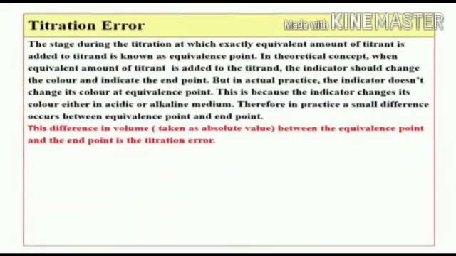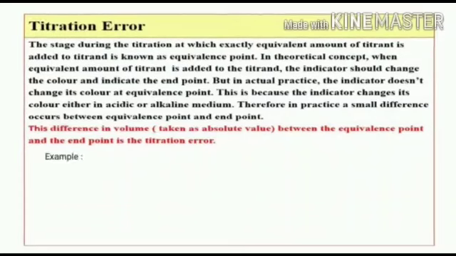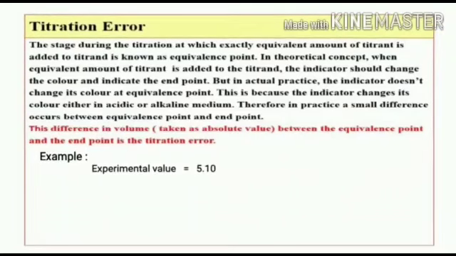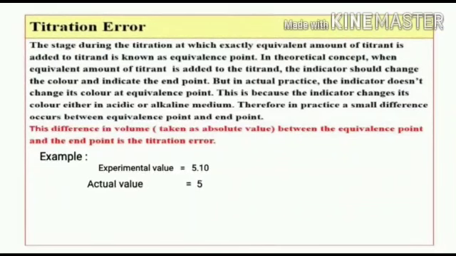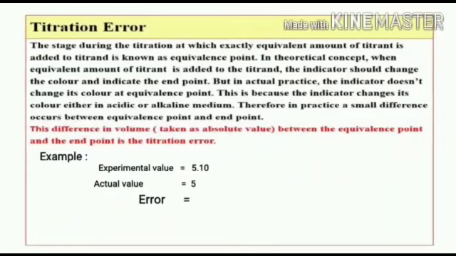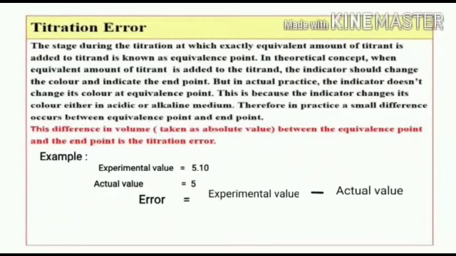This difference in volume between the equivalence point and the endpoint is the titration error. Example. Suppose experimental value is 5.10, actual value is 5. Then error is equal to experimental value minus actual value divided by actual value.